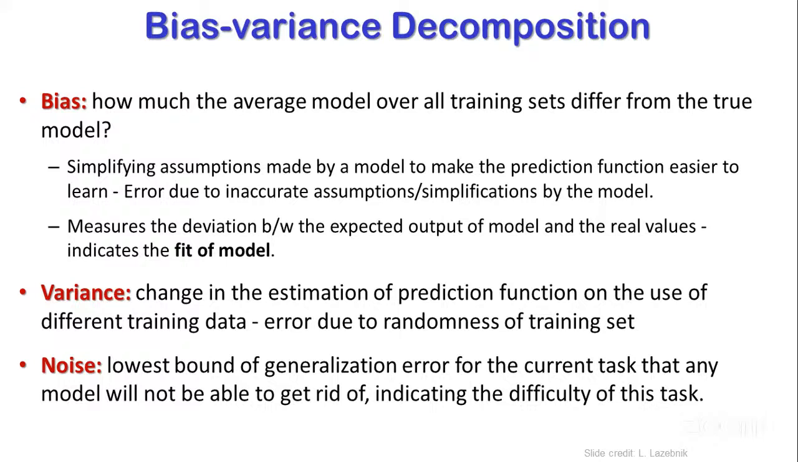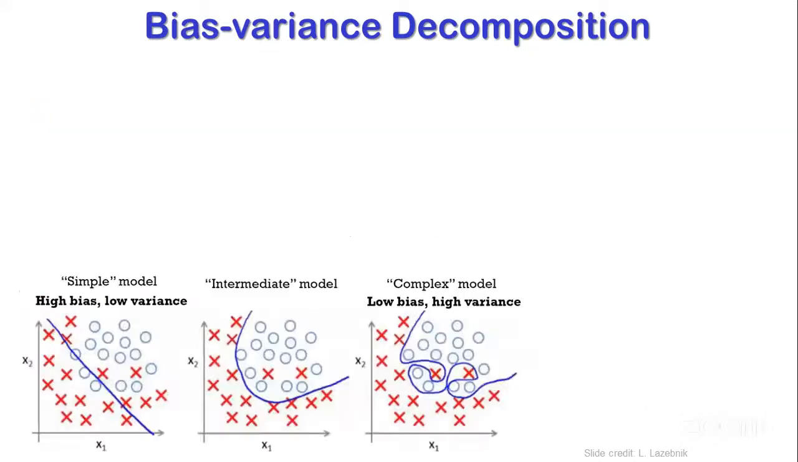So every phenomenon you are capturing, we are capturing noise actually. Noise is there, so because of noise you cannot go below a certain level. Here you can see this is your simple model. In the simple model, your bias is high because you have made too many simplified assumptions, but the variance is low.